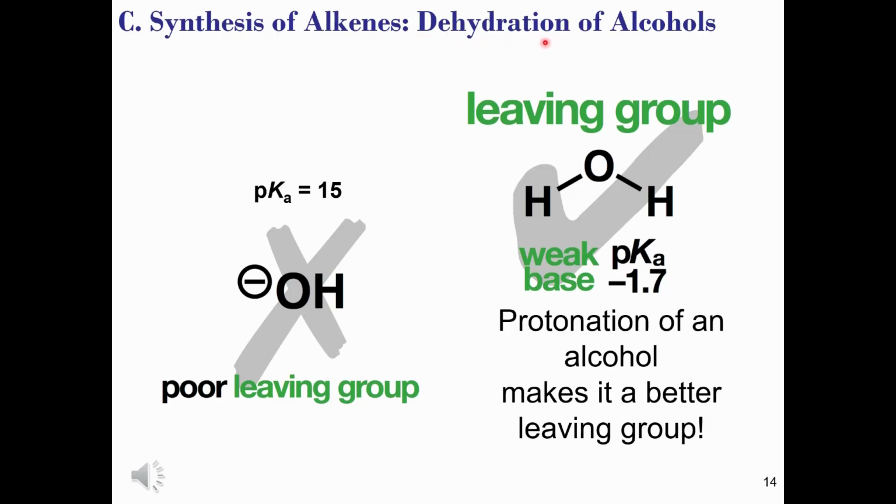This slide provides a reminder about the leaving group ability of alcohols. Alcohols themselves are not good leaving groups as they are not stabilized bases. However, the conjugate base of the hydroxide group is water, and a protonated alcohol has a very weak base and a very low pKa of -1.7. So once the leaving group leaves, it forms a neutral molecule, and this is what allows the dehydration reactions to occur. Let's have a look at this in practice.